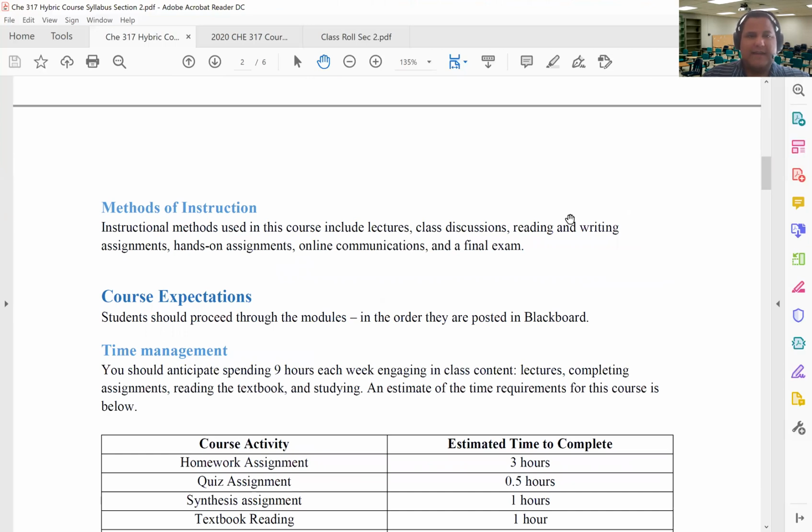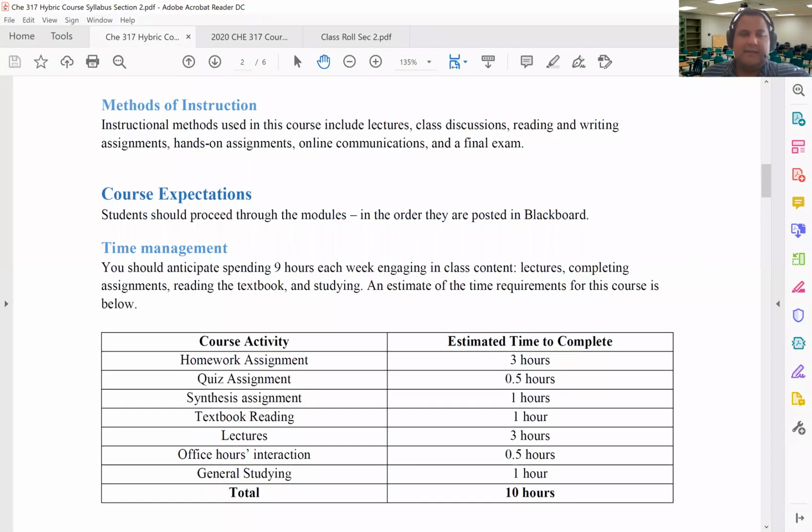Okay, so let's talk about the methods of instruction, class expectations, and a little bit of time management. As of right now, this class is going to be operating simply as a remote for a lot of reasons, and I won't take class time to talk about those. If you want to talk about those, we can talk about them in office hours. I don't mind at all.